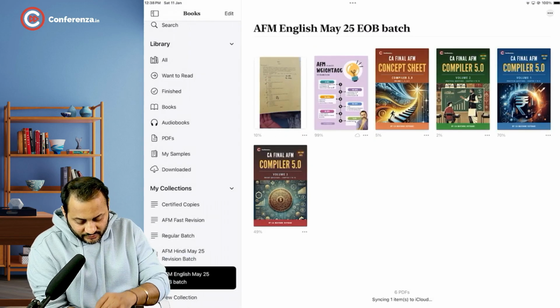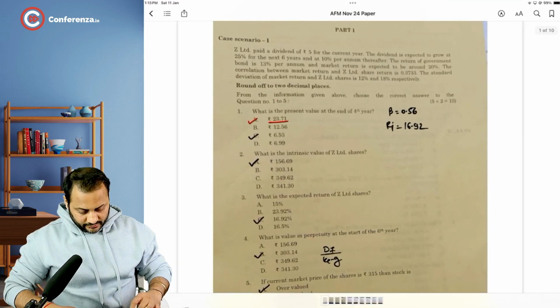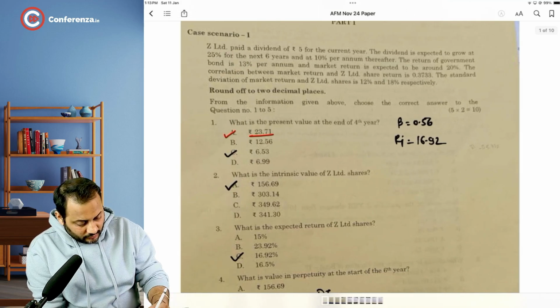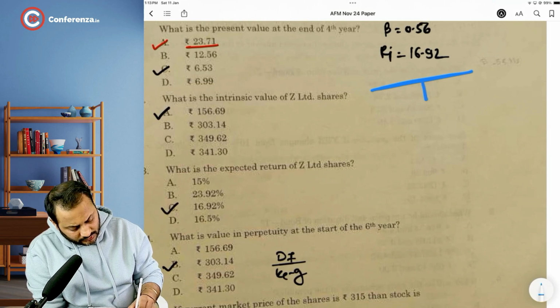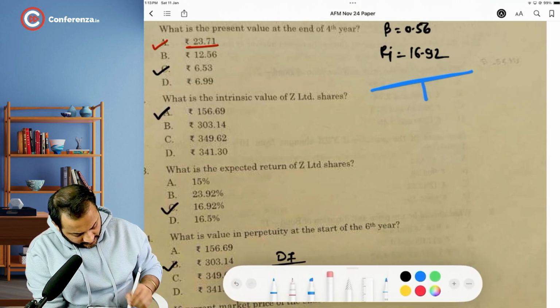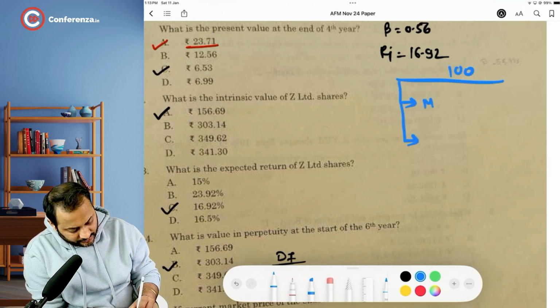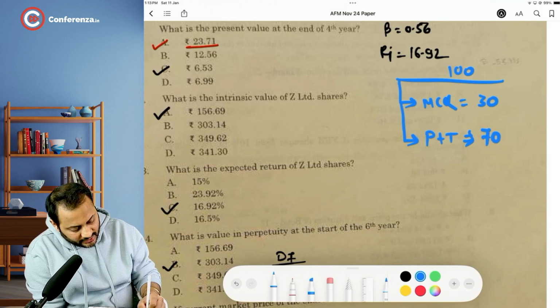Now let's shift to the paper pattern. Okay, so let's have a look at this pattern now. Exam pattern will be like this. First of all, we will divide the entire 100 marks into 2 sections. The first is going to be MCQ based, that is 30 marks, and the second is practical plus theory, that is application based. Okay, that will be of 70 marks.